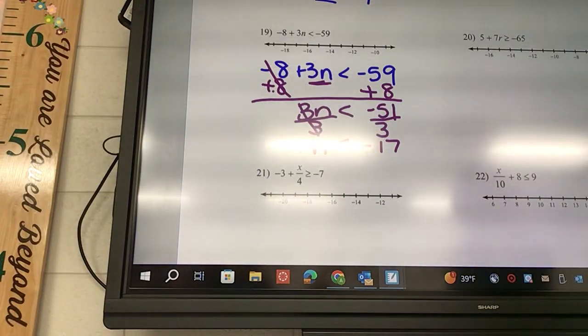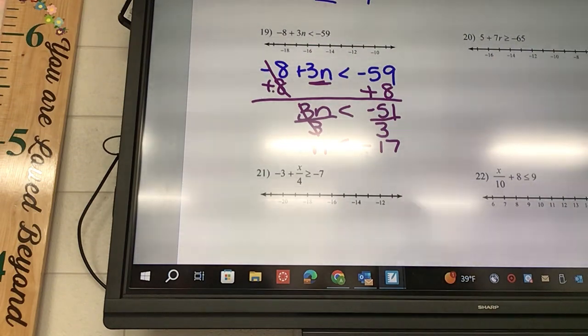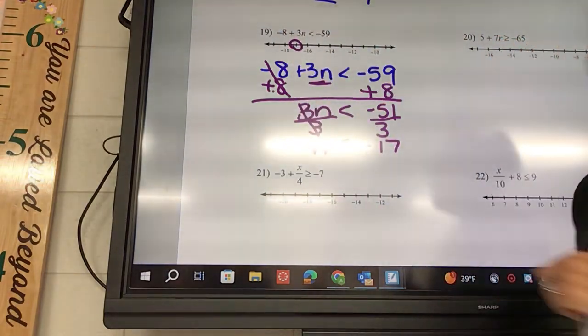Okay, and so now we have this, and now it looks just like everything else, okay? But keep in mind, when we do that division, if it's a negative, you need to flip, okay? So, on the 17, is that gonna be open or closed? Open. Okay, so we're gonna go to the 17 and make an open dot.